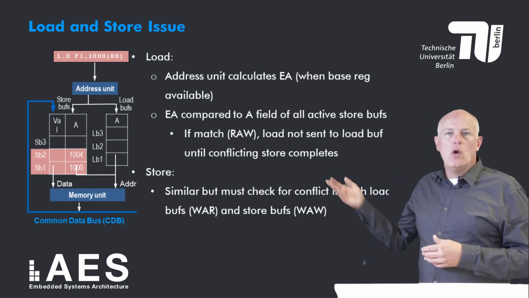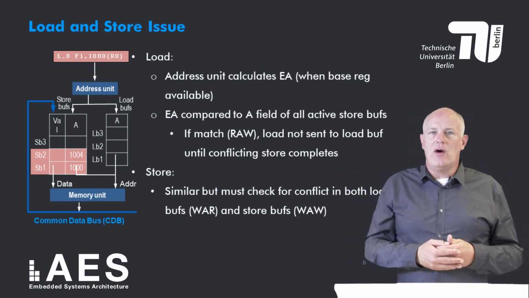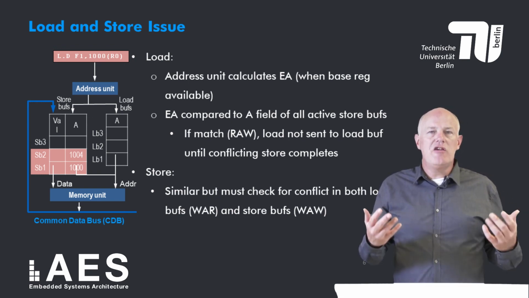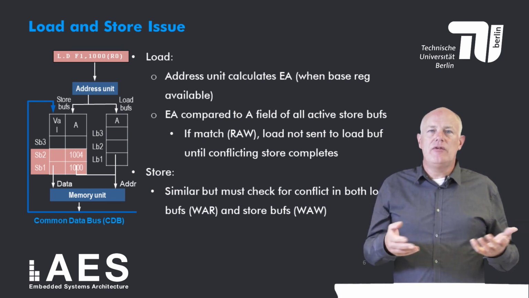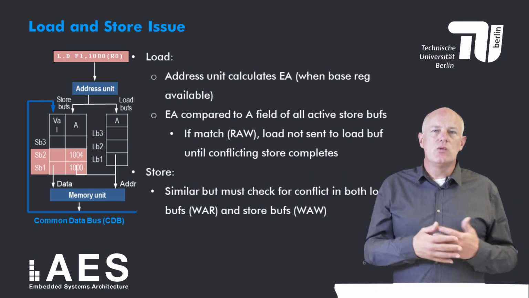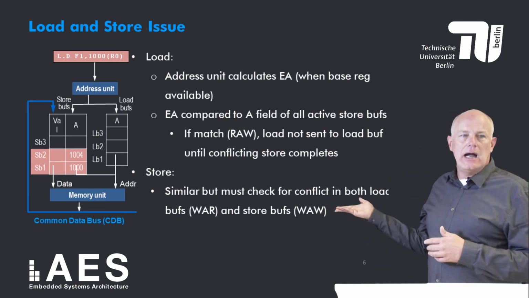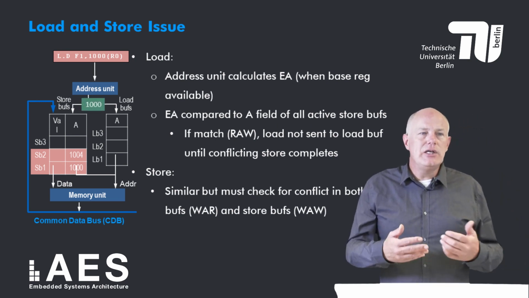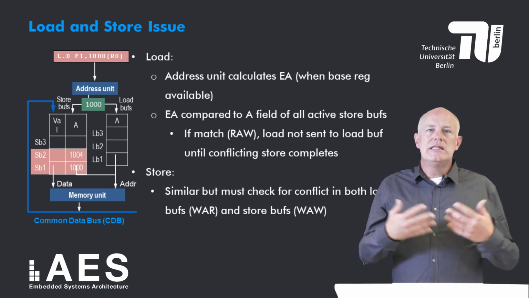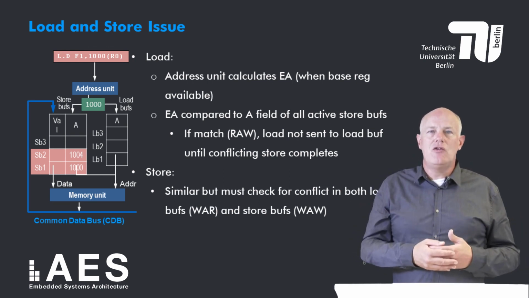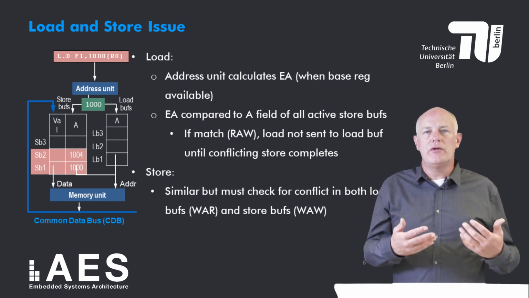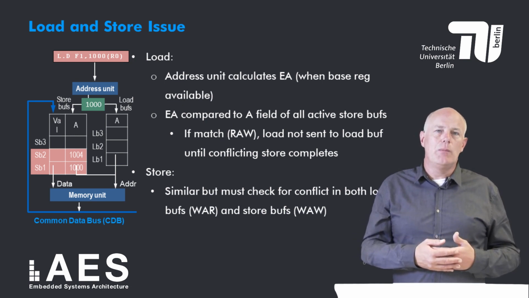The load instruction, load double to register F1 from address 1000 plus R0, is sent to the address unit. At this point in time, store buffer 1 is active and wants to write to address 1000, and store buffer 2 is also active and wants to write to address 1004, as highlighted in red. The address unit calculates the effective address 1000, as highlighted here in green. Since store buffer 1 wants to write to the same address, there is a conflict in this case, and the load will not be sent to one of the free load buffers until the store in store buffer 1 completes.